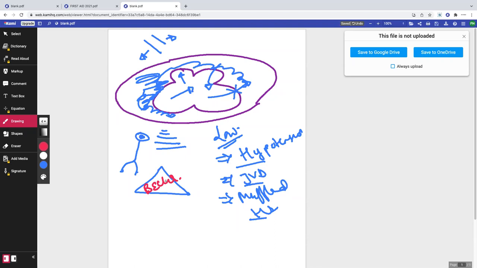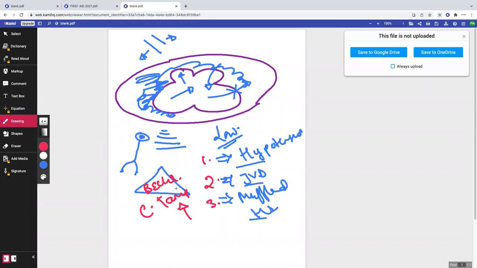So if you have a patient who comes to you with a history of trauma, most of the patients of cardiac tamponade will have a history of trauma, or they can have a history of radiation or chemotherapy or esophageal perforation or anything. And they come to you with sudden onset of chest pain and shortness of breath. And you see on examination the patients have hypotension, jugular venous distension, and muffled heart sound. Your clinical diagnosis is cardiac tamponade.